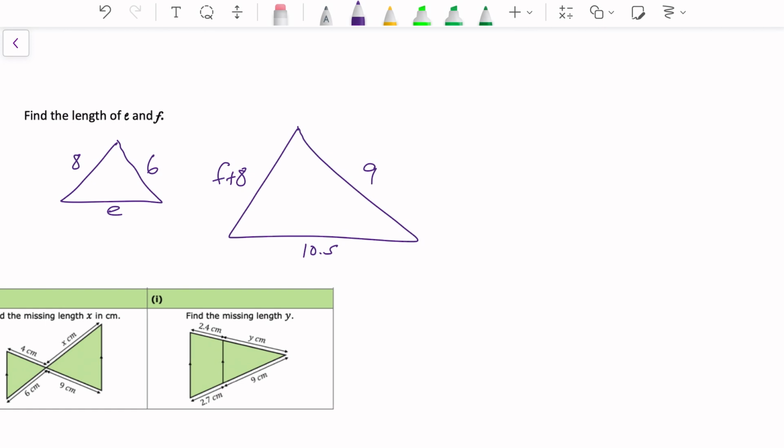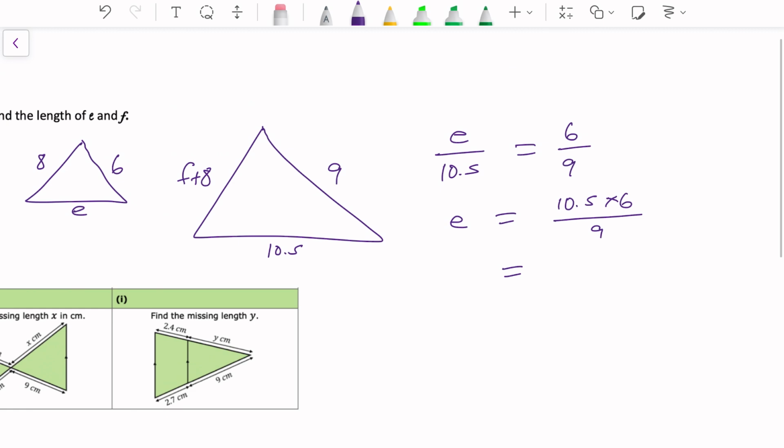We have the unknown at the top, so E over the corresponding side of 10.5 equals, we have the 6 and the 9. We can't use the other two sides because we don't know what F is. So 6 over 9. Make sure you do small over big and small over big. And then after that, we just multiply across, 10.5 multiplied by the 6 divided by the 9. And grab your calculator. That gives us 7 centimeters.